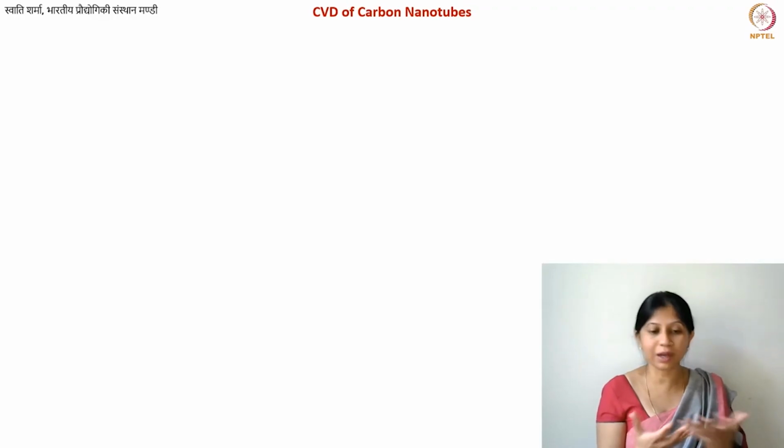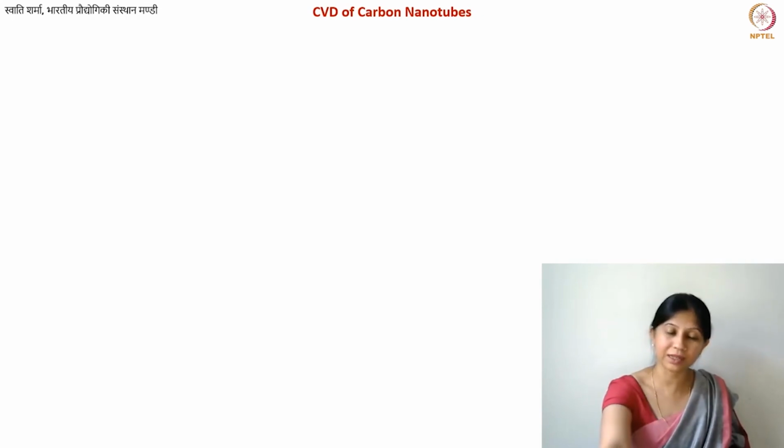CVD, you know, will yield a lot of carbon material on the entire surface, but at the same time the quality may not be that great. But the extent of production, the quantity, can definitely be scaled up. So CVD is still the most common technique for making carbon nanotubes. What else can we do?